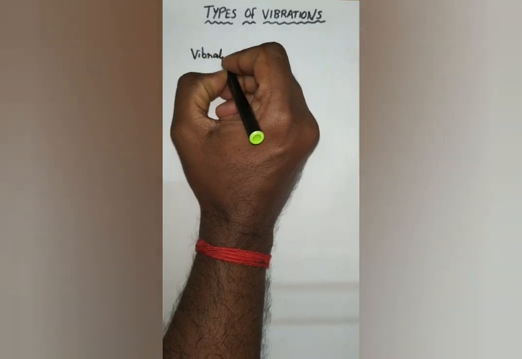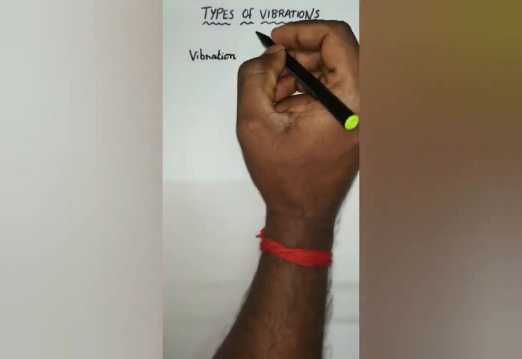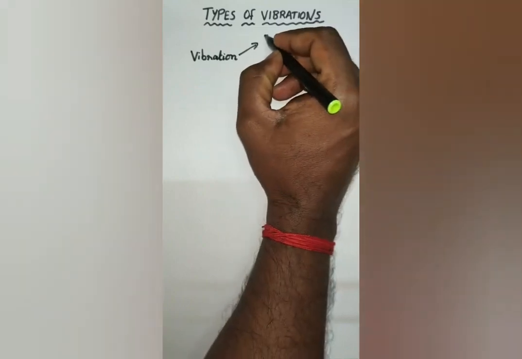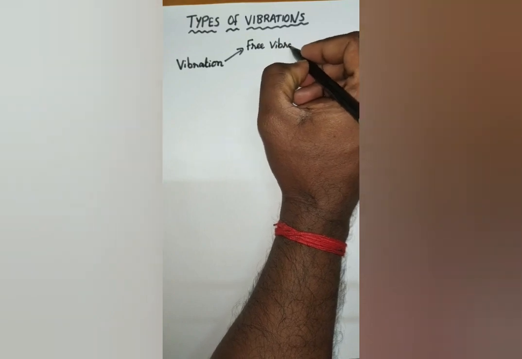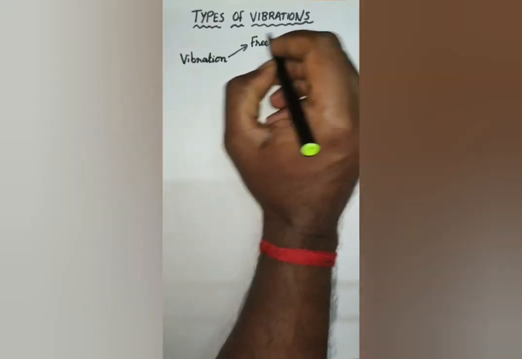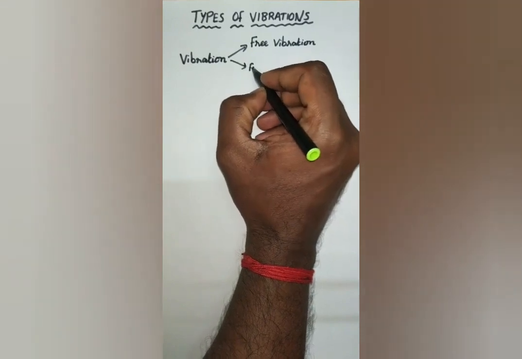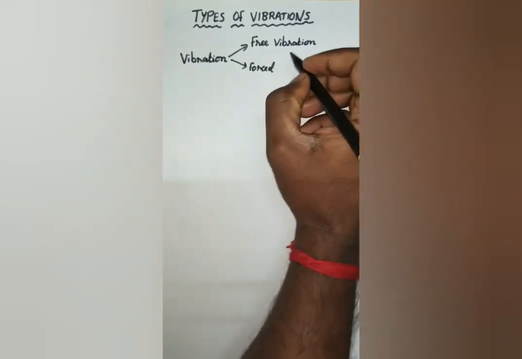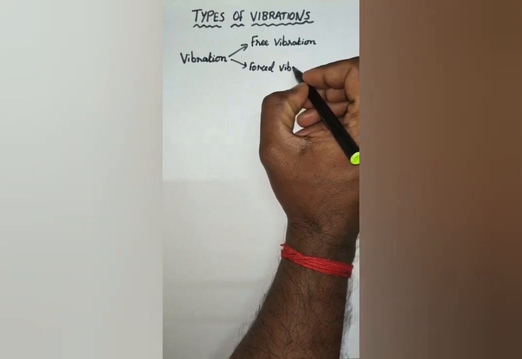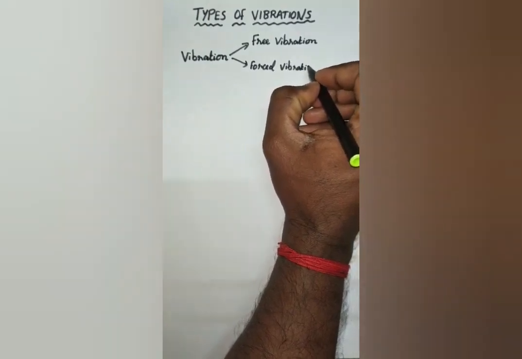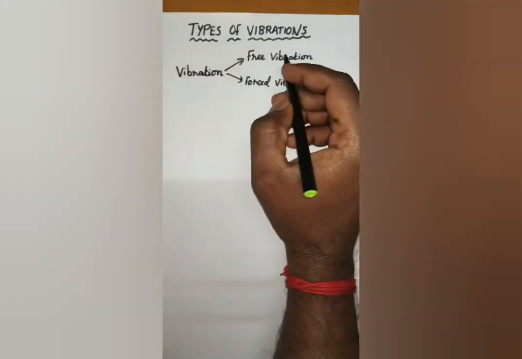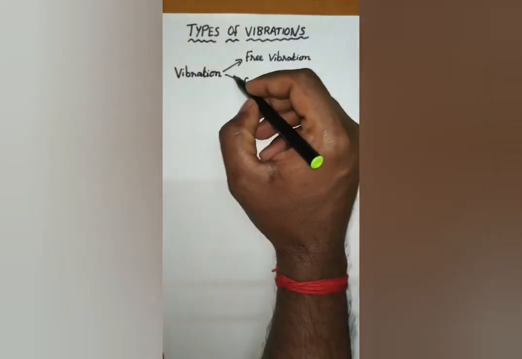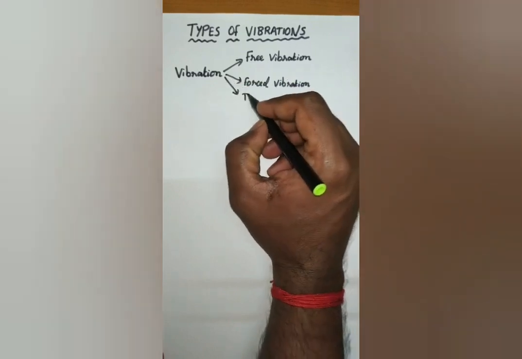vibration can be classified into two types, that is free vibration and forced vibration. Okay. So it can be classified into free vibration and forced vibration. And there is another concept, that is damped free vibration and damped forced vibration.